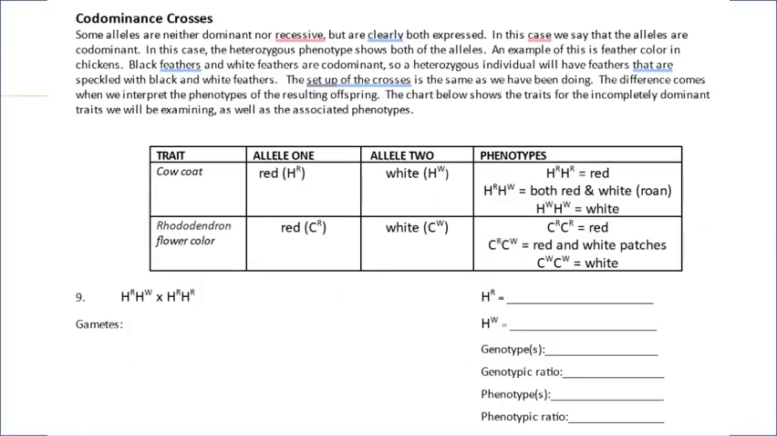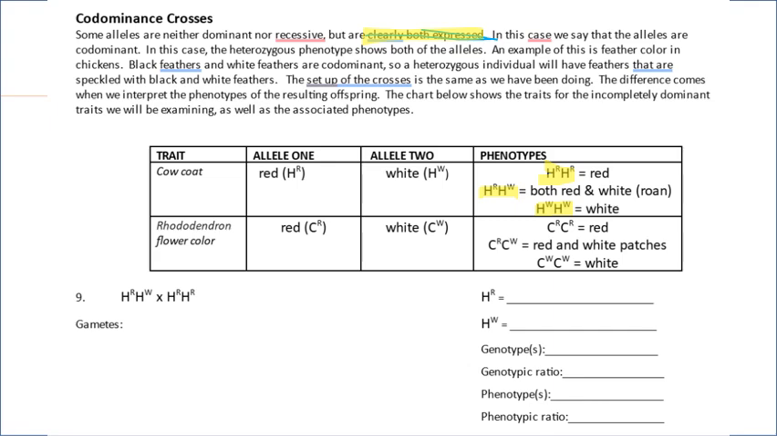Codominance: the alleles are neither dominant nor recessive, and they're both clearly expressed. That's the key. This one's a little annoying because of the way we write it. You can see up here, it's a little complicated. We write it with these superscripts, which makes it a little trickier. We'll give it a try.